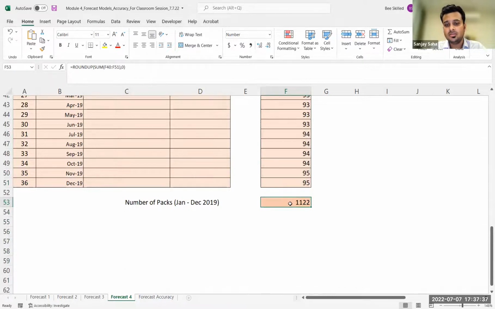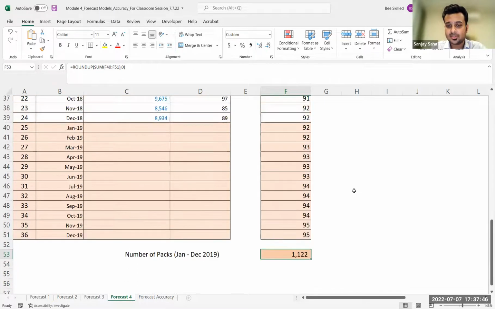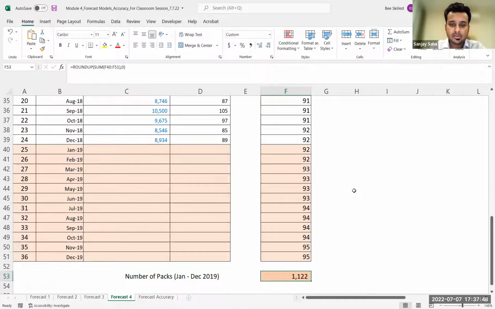Sum of these 12 months, 1122. So this is another way of forecasting using the trend function of Excel. In your assignments for this week, you will have a similar sheet. Some data will be given. You will be asked to find out the trend, and using that trend function, the exercise is to find out the overall forecast using the trend function, okay, which will be there in the quizzes on the platform.